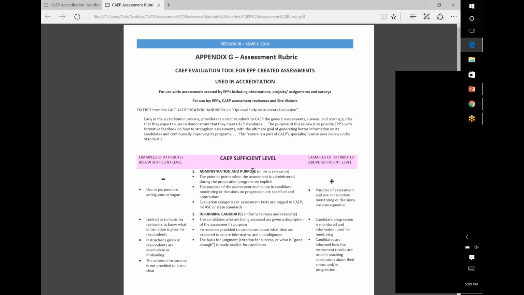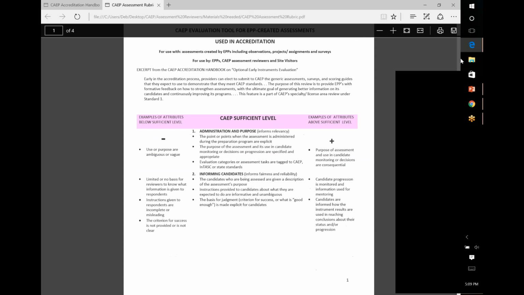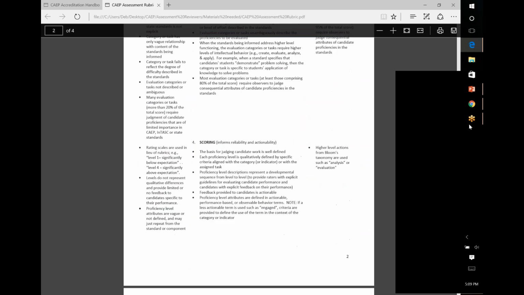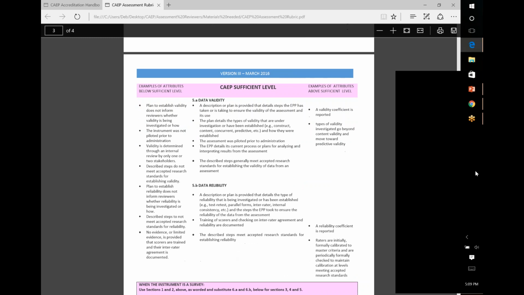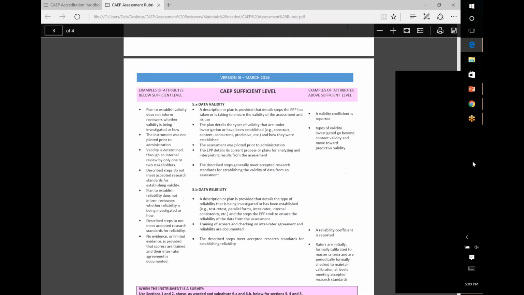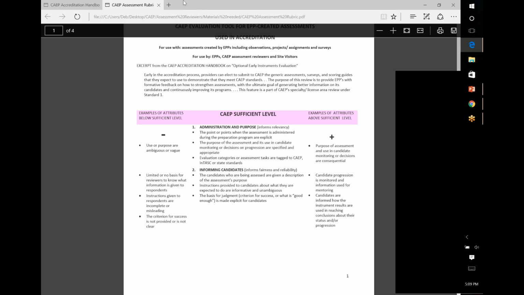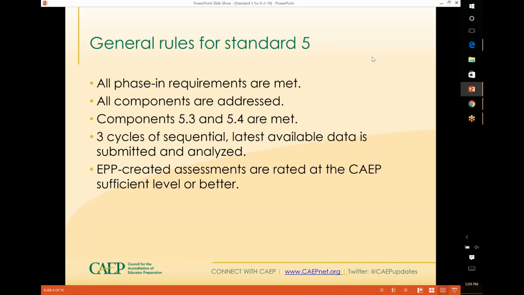So your assessments need to be rated by the reviewers at CAEP's level of sufficiency, which is right here in the middle. This is where you want to be in terms of what's the purpose, how are candidates informed, what's the content of the assessment and the scoring of it, and how are validity and reliability established. So take a peek at those assessment rubrics if you haven't done so yet. Now let's get back to the PowerPoint. So that's what we mean when we say these are general rules for Standard 5, and this appears as a general rule for all the standards. Your EPP-created assessments must be rated as sufficient or better.